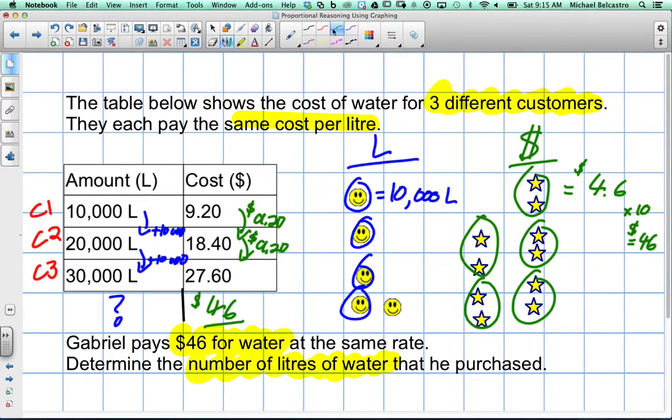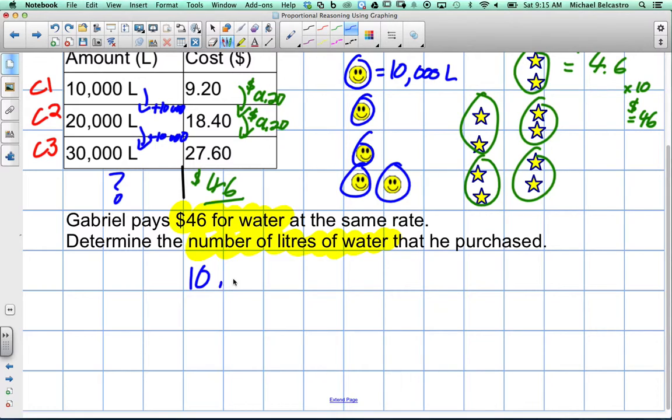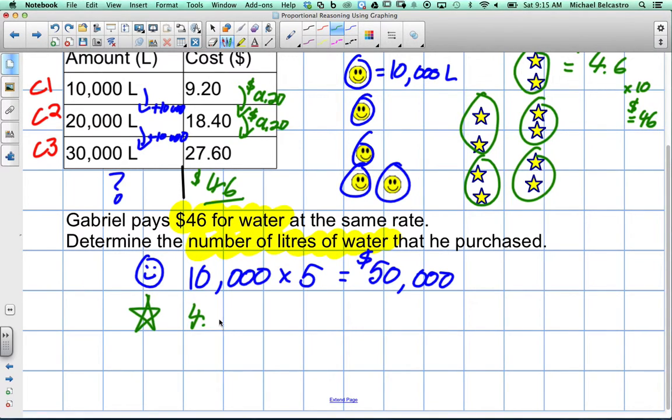Each of those happy faces represents 10,000 liters. We know we're now at $46, so I need 1, 2, 3, 4, 5 times 10,000. If you use your calculator, 10,000 times the 5 happy faces we have is equal to 50,000. And just to make sure our stars are right, remember one happy face was equal to 10,000, and each of our stars was $4.60.